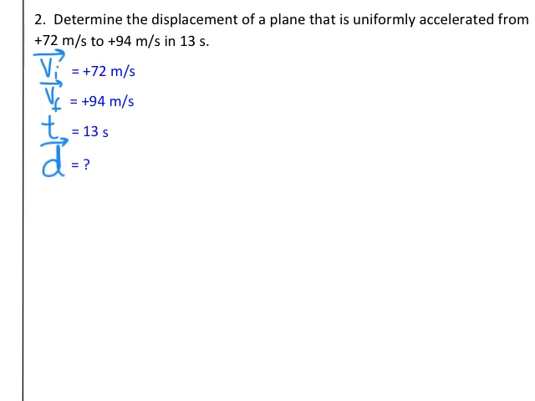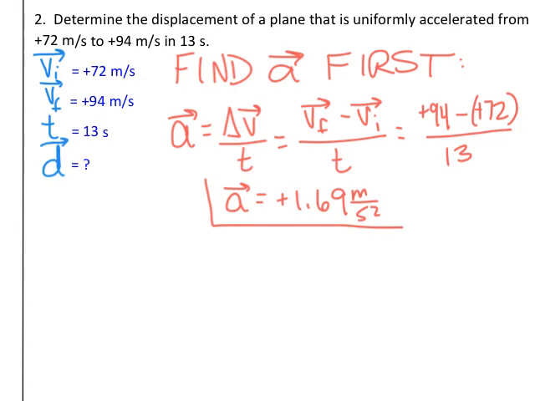kinematics equation. If you tried this on your own, you should have gotten a value of positive 1.69 meters per second squared. Since this is a number we're going to need to plug into another equation, you don't want to round too early, so do not round this up to positive 2, otherwise your final answer is going to be slightly incorrect.